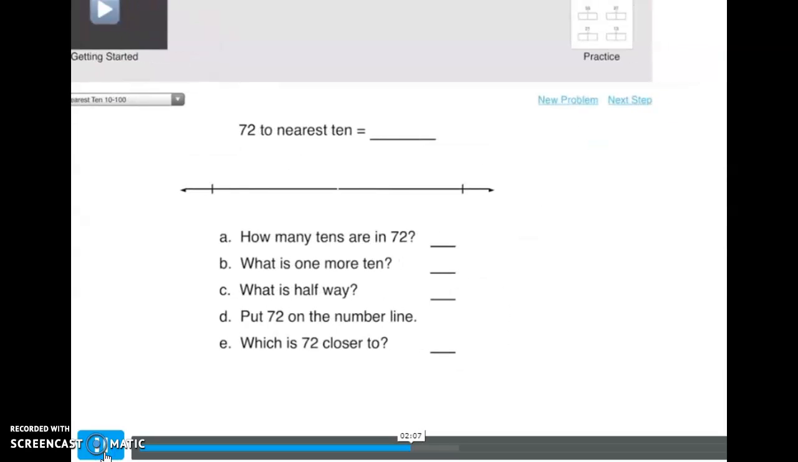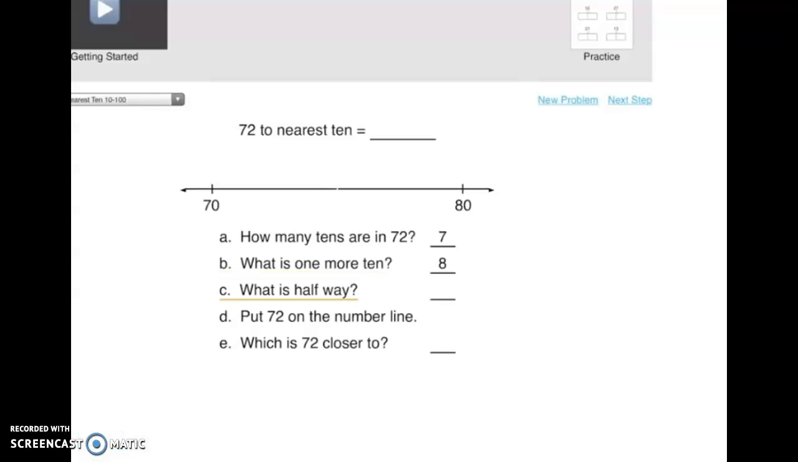So I'm going to round 72 to the nearest 10. I ask myself, how many tens are in 72? And there are 7 tens in 72, but we write that as 70. So I'm going to put 70 on the number line. Then I want to know what's the next 10, which is 8 tens, and we write that as 80 on the number line.